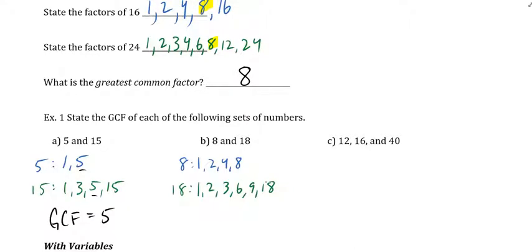So the GCF between 8 and 18, Ethan? 2, very good. 18 has a lot of factors, so it seems strange that 2 is the biggest because it's pretty small, but sometimes that happens. And the last one.